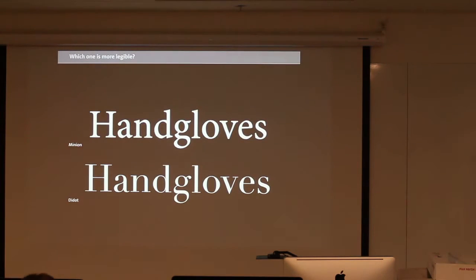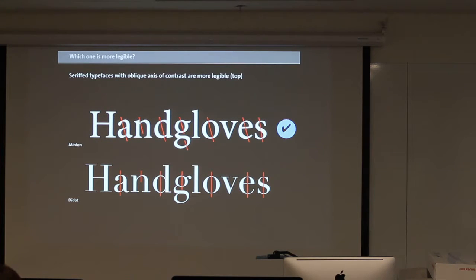Which one is more legible? You can't see them. Okay. So we call this an oblique axis of contrast. If you want to know more, you can buy this. It's $15. I wrote this. You guys don't have to buy it, it's offset printed now. $15. Okay. I'm not going to explain too much now.